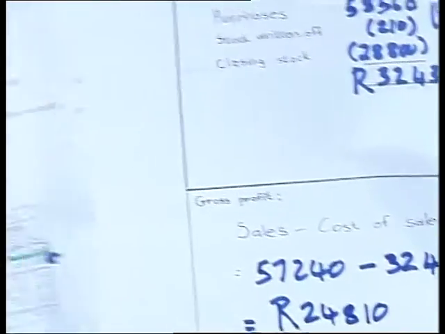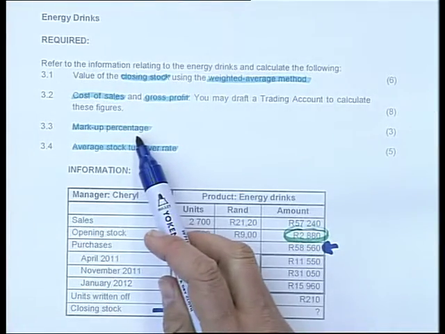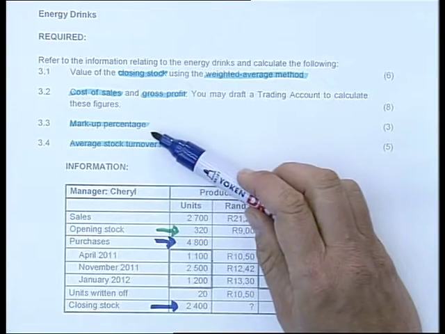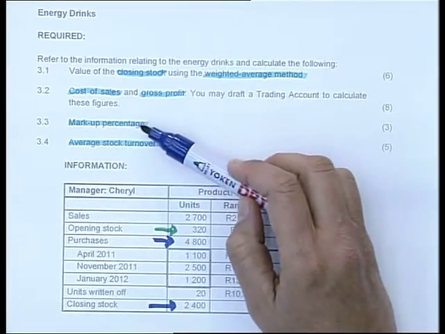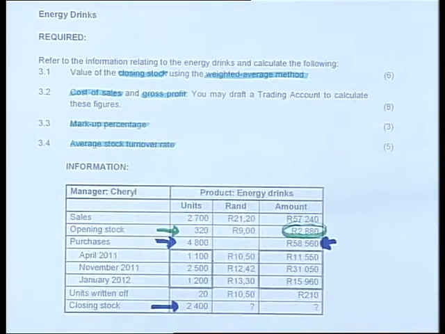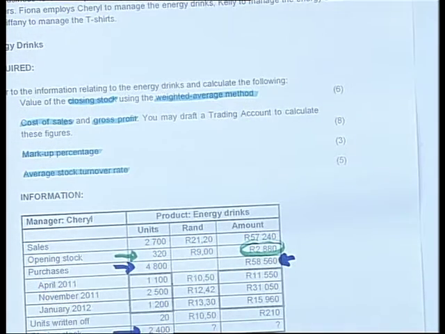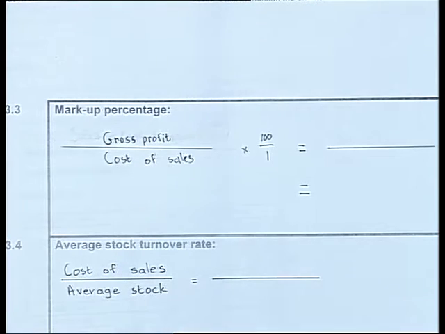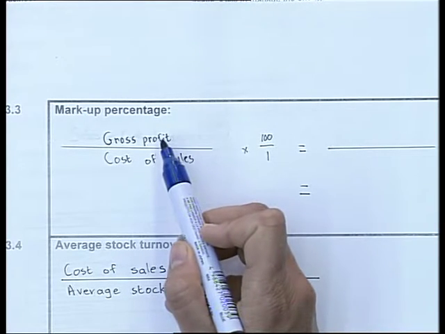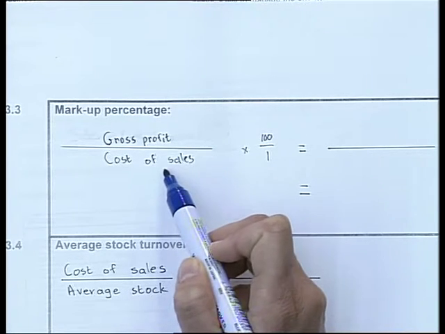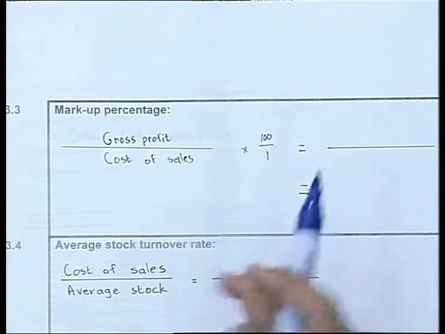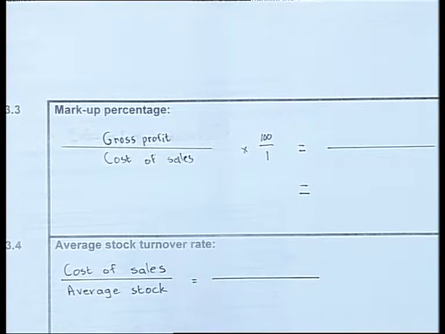so let's carry on. The next question said, calculate the markup percentage. So now this question leads to the next one, because we need the gross profit and we need the cost of sales to calculate the markup percentage. Do you see? So this was really quite a nice question. So there we go. The markup percentage. How do you calculate markup percentage? By saying gross profit divided by cost of sales, and you want your answer as a percentage, in other words, times 100.